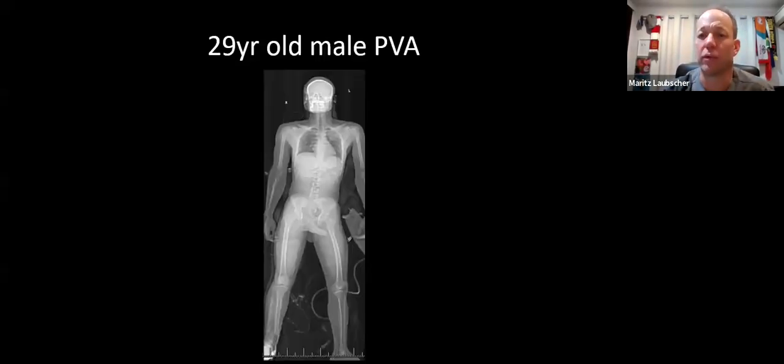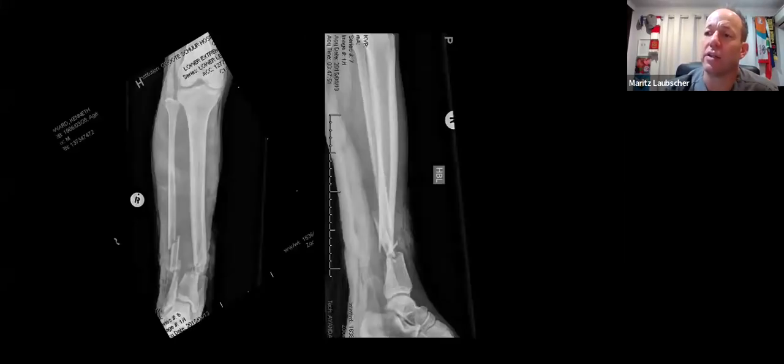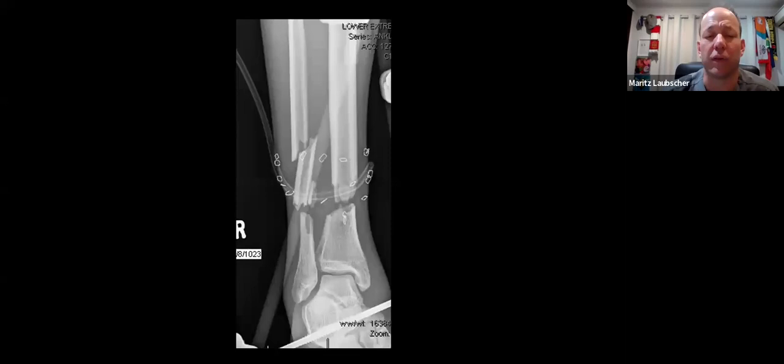But this is an example of one of our typical patients, a 29-year-old patient who is not a good surgical host, with comorbidities, a smoker. You can see here that he sustained a distal grade 3B open tibia fracture. Multiple bony fragments were missing from the injury, and this is after the first debridement.